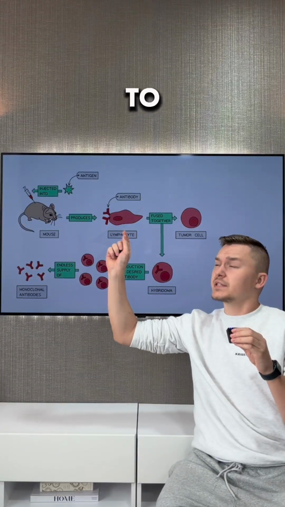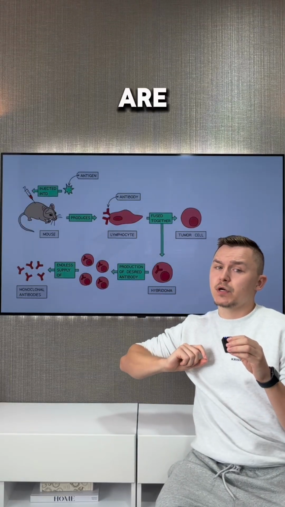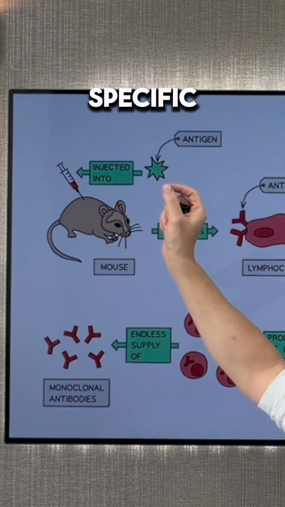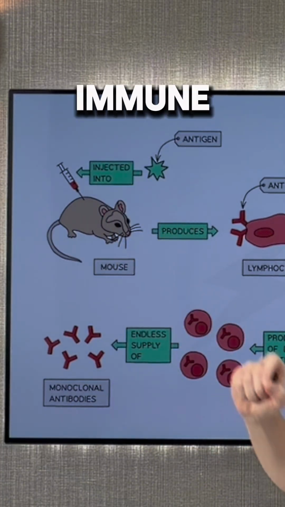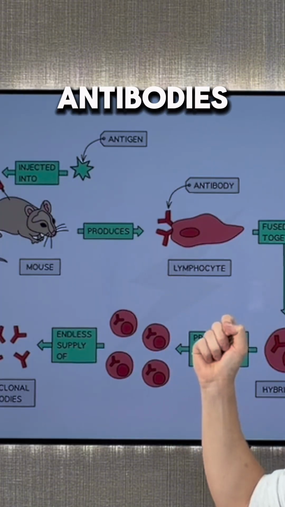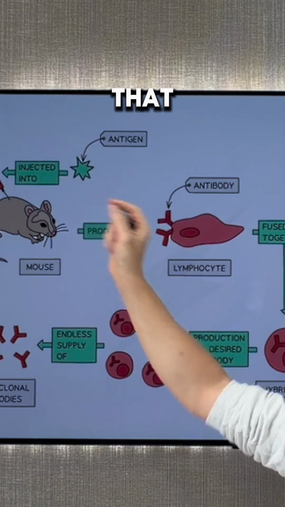One of the things you need to know about is how monoclonal antibodies are produced. So let's have a look at that. Firstly, a mouse is injected with a specific antigen. This stimulates an immune response in the mouse, producing lymphocytes with antibodies specific to that antigen.